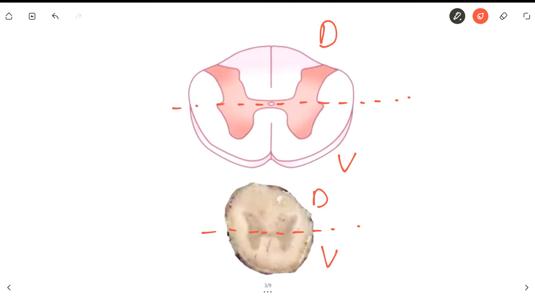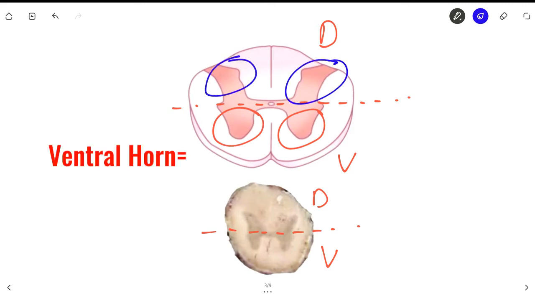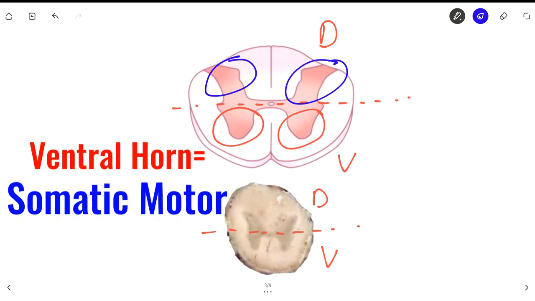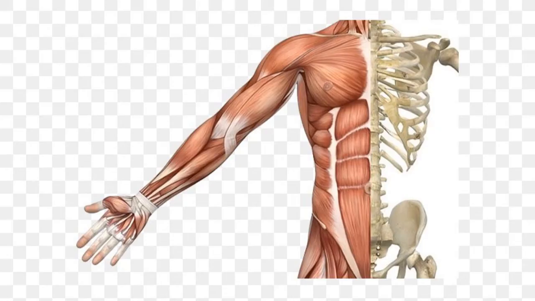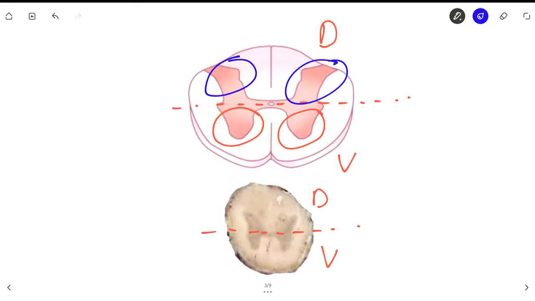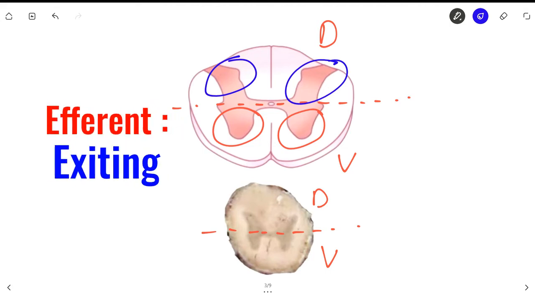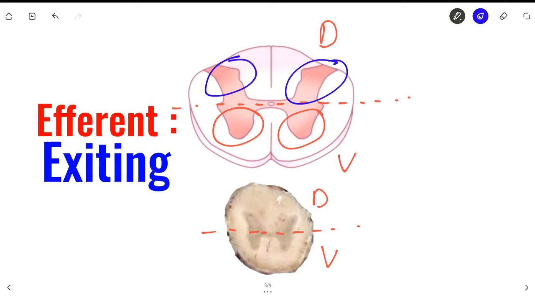The ventral side has two ventral horns, and the dorsal side has two dorsal horns. The ventral horns control somatic motor activity. Somatic motor activity is basically motor information that's being sent to somatic organs, organs like the bone, muscles, skin, and other soft tissues. And remember, motor information is efferent, meaning it's going from the brain to the organs, so it's exiting information.